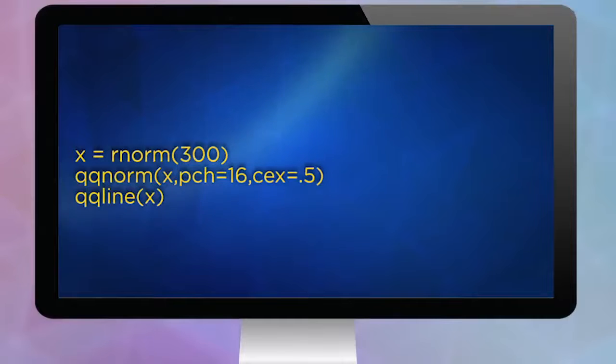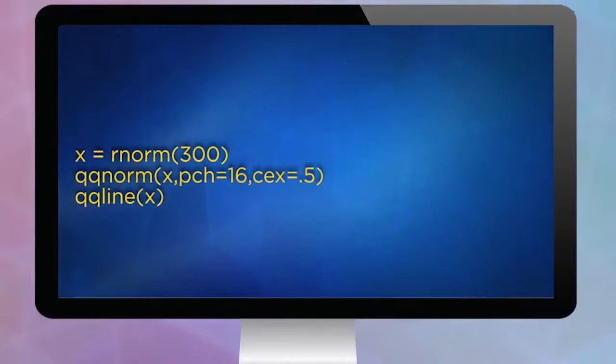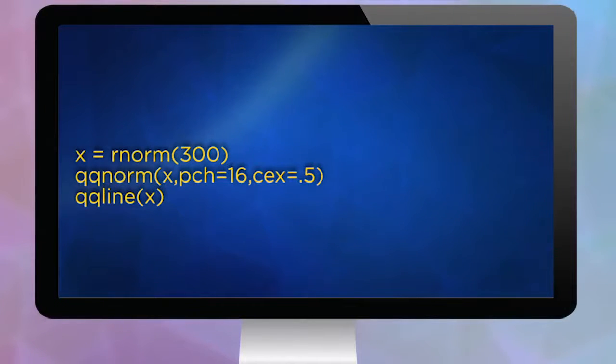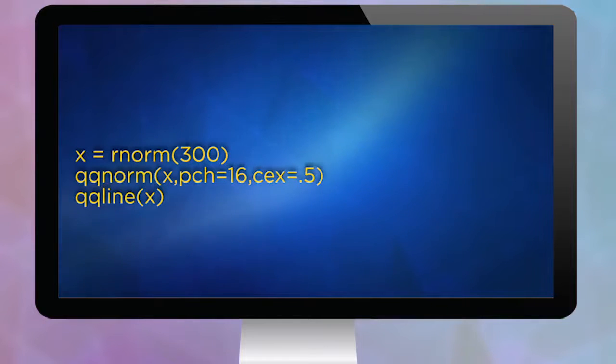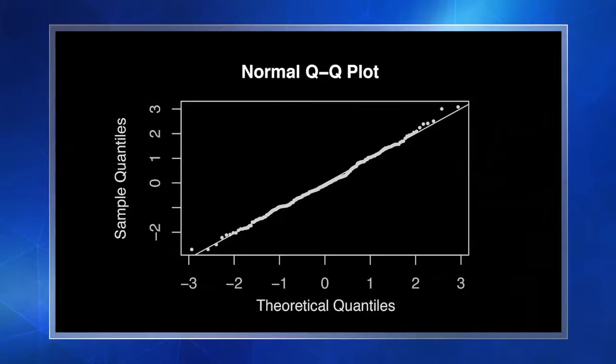Let's do an example of a QQ plot. Here we're going to simulate normal data. So x equals random normal 300 points. And I want to do a QQ norm of x with a plot character equal to 16 and add a QQ line to that. Here's the output that we get.